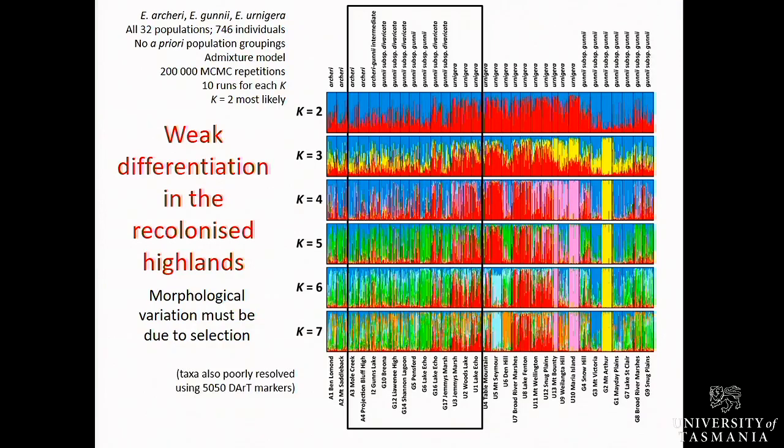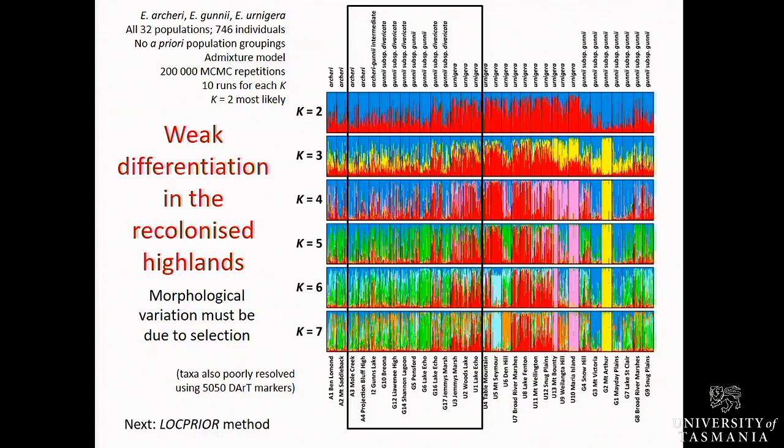I should also mention, of course, since we did this, we've been able to use DArT markers. So we have run a subsample of some of these through with DArT markers, and they were also really poorly resolved there. So even though this is just with 13 microsats, I think this is a real pattern that we're seeing, that these species are really poorly resolved.